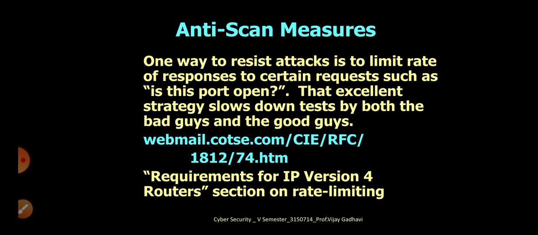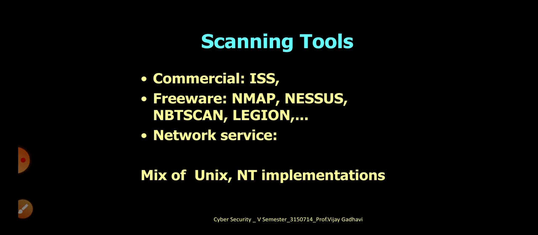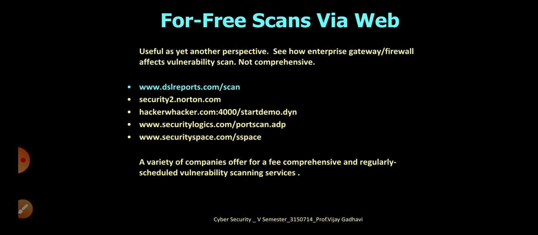webmail.codes.com/CIRFC1812/74.htm, Requirements for IP version 4 routers, section on rate limiting. The scanning tools are commercial ISS, and freeware such as NMAP, NESSUS, NBT scan, and LEGION. Network service is a mix of Unix implementations. For free scans via web, also note down the following URLs, useful as yet another perspective.